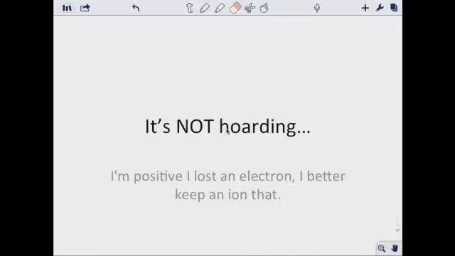Welcome to the first lecture in Unit 5. It's titled, It's Not Hoarding. I'm positive I've lost an electron. I better keep an eye on that.